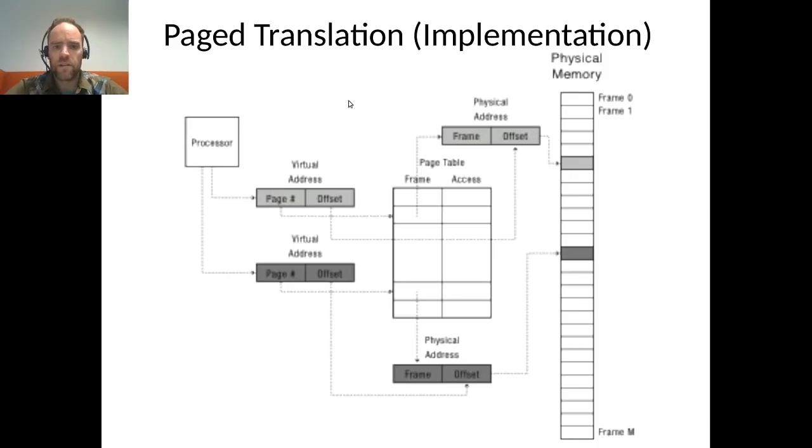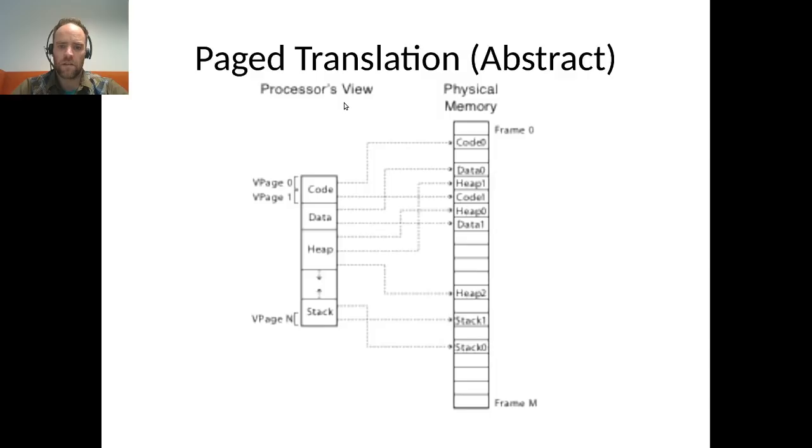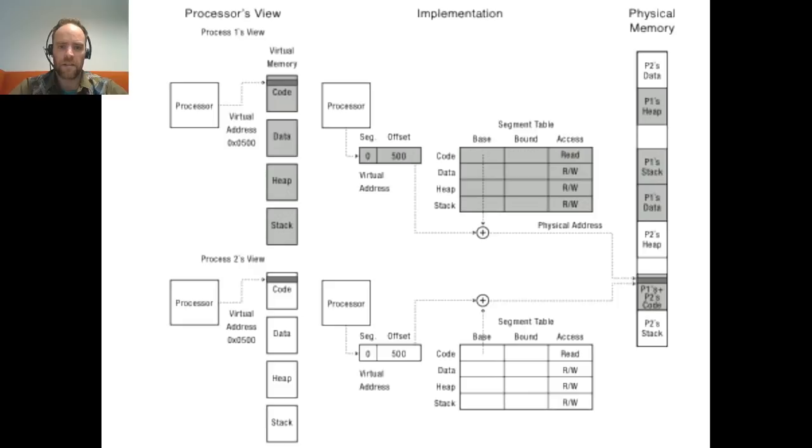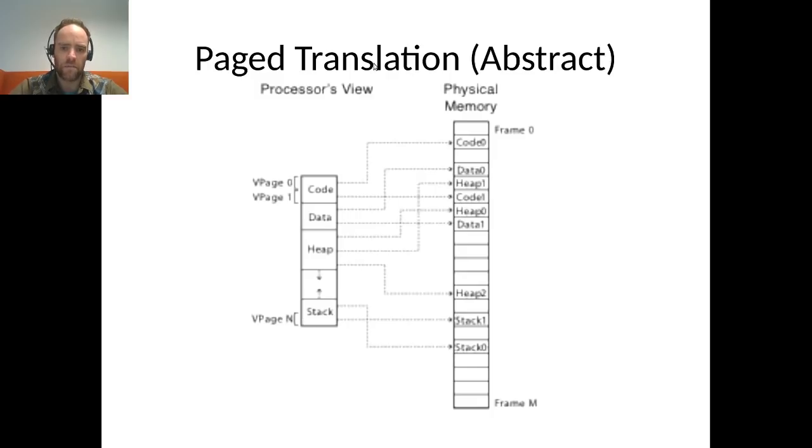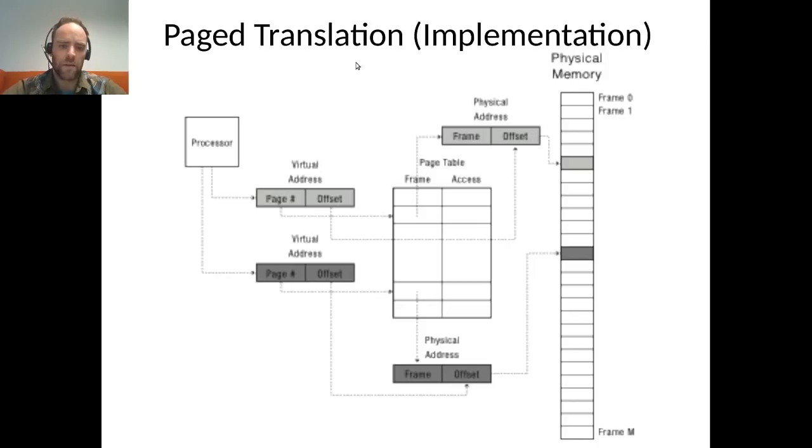If we then move to the implementation, remember that for each of these different figures, if we go back to segmented, we had the processes view on this side and the implementation on this side. So for paged translation here, the implementation and the processes view are just on separate slides. So that's why I have 2 slides for this. So this is the implementation then.